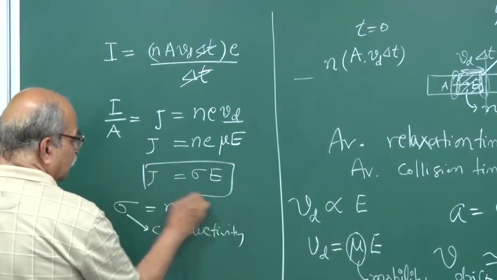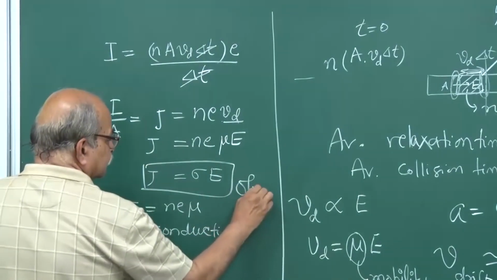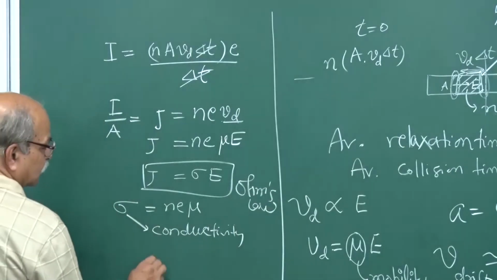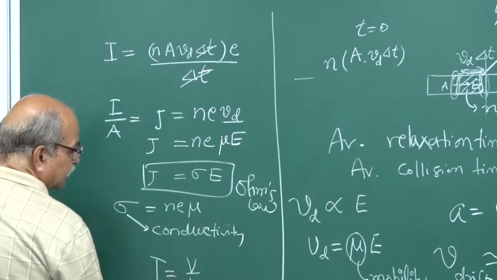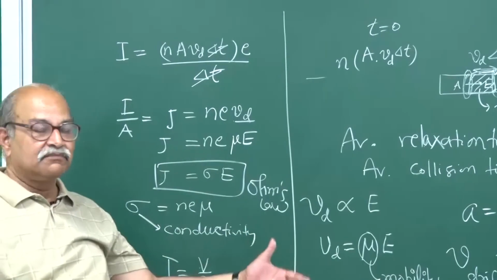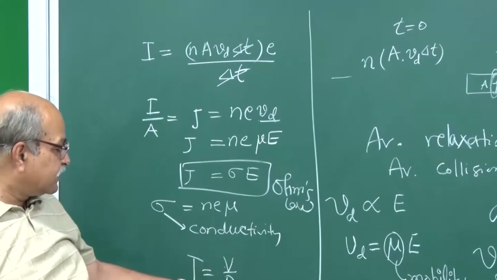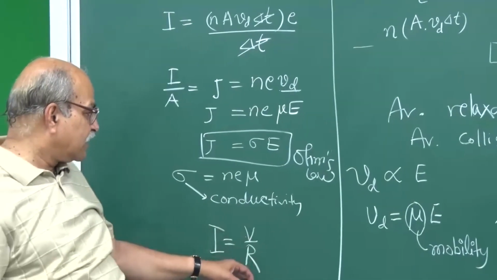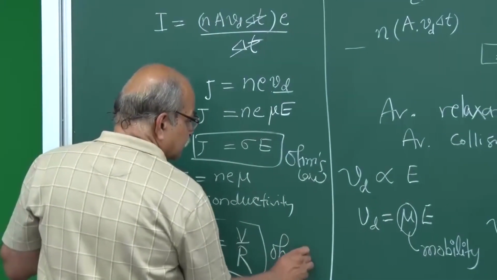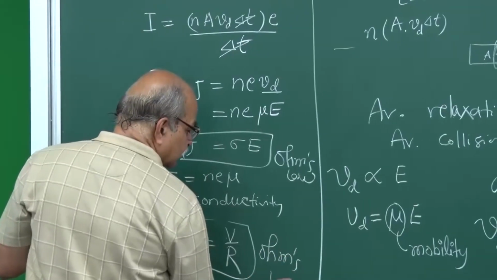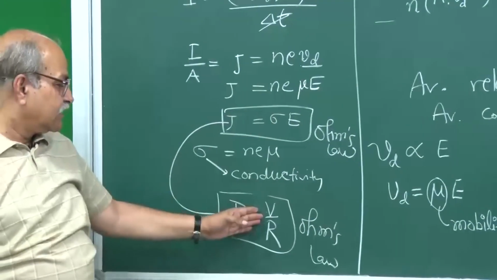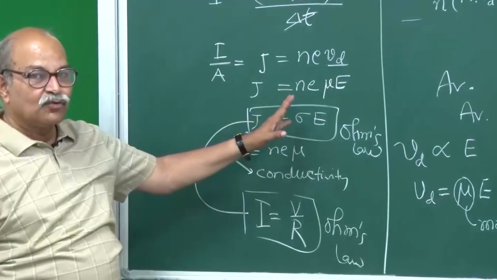And this is your Ohm's law. You must have studied Ohm's law as I equal to V by R. If you apply a potential difference V across some conductor whose resistance is R, I equal to V by R. And you do this homework, you show that these are equivalent. From here you can get this, from here you can get this. So this is your Ohm's law.